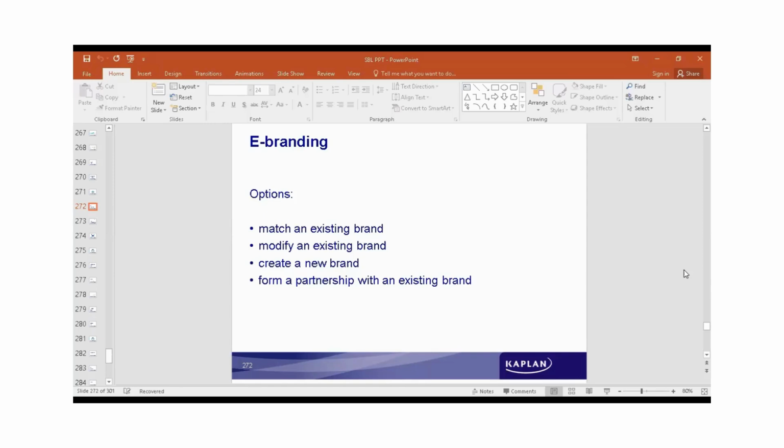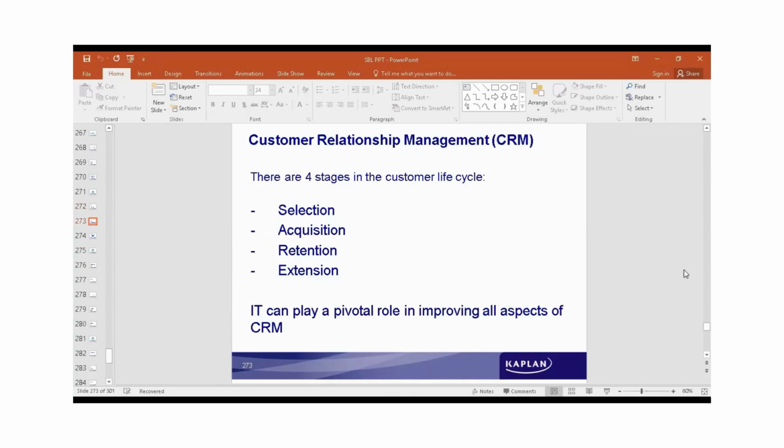Stand in comparison with other brands. So match an existing brand, modify an existing brand, create a new brand, form a partnership with the existing brand. So join hands with others so that they can also share in the brand identity of another player in the market.